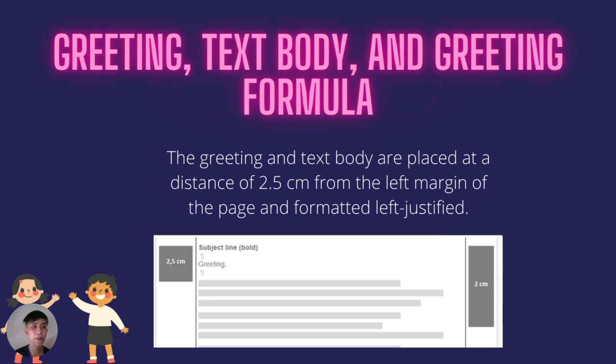The next design element is the greeting, text body, and greeting formula. The greeting and text body are placed at a distance of 2.5 cm from the left margin of the page and formatted left justified. As you can see in the example, the greeting line is below the subject line. The business letter greeting follows two blank lines after the subject line, ends with a comma, and is separated from the rest of the text by a following blank line. Examples of greeting lines are Dear Sir or Madam, Hello Ma'am or Sir, or Dear Mr. Johnson.